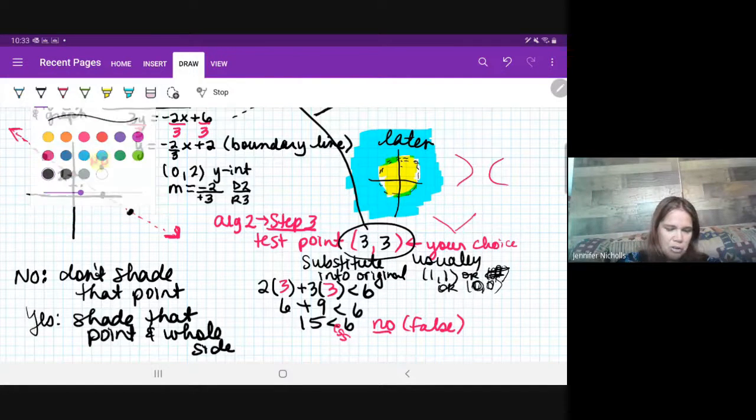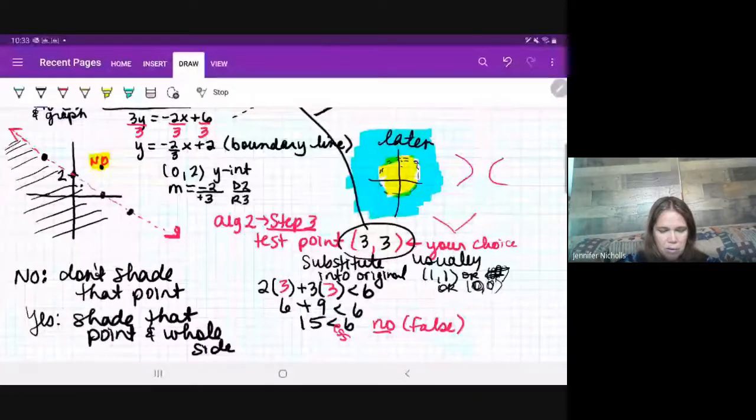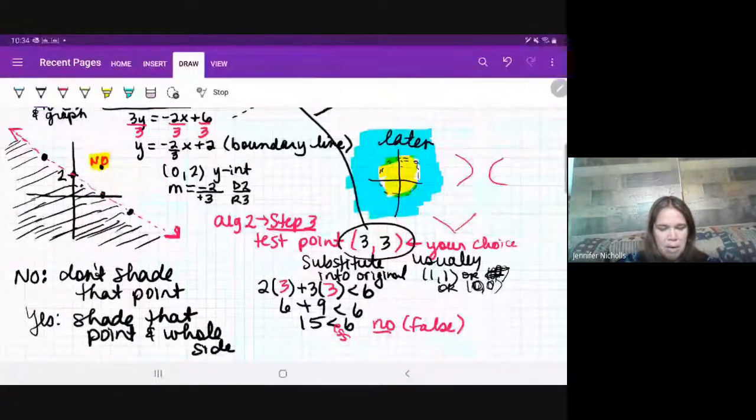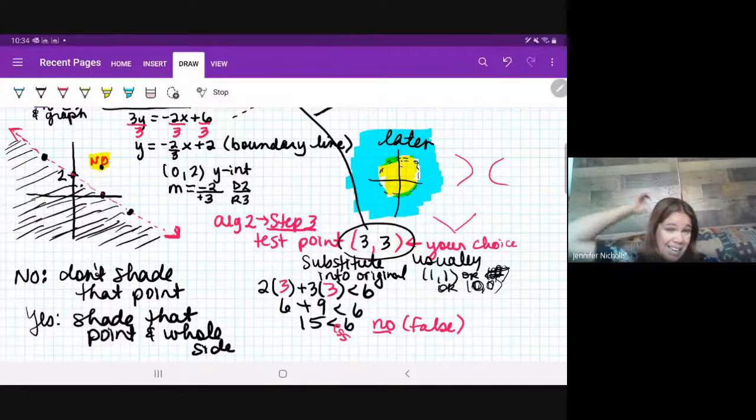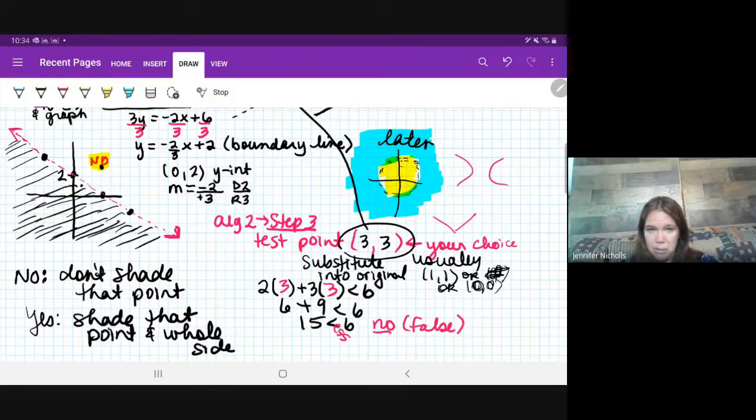So usually when you shade, you just kind of color it in like this, all the way to the end of your graph, wherever you see your graph. So that's saying any point in the shaded region is going to be true. And any point on the line is actually false because that's a dashed line. That means nothing on the line works. And then nothing at the top half works.